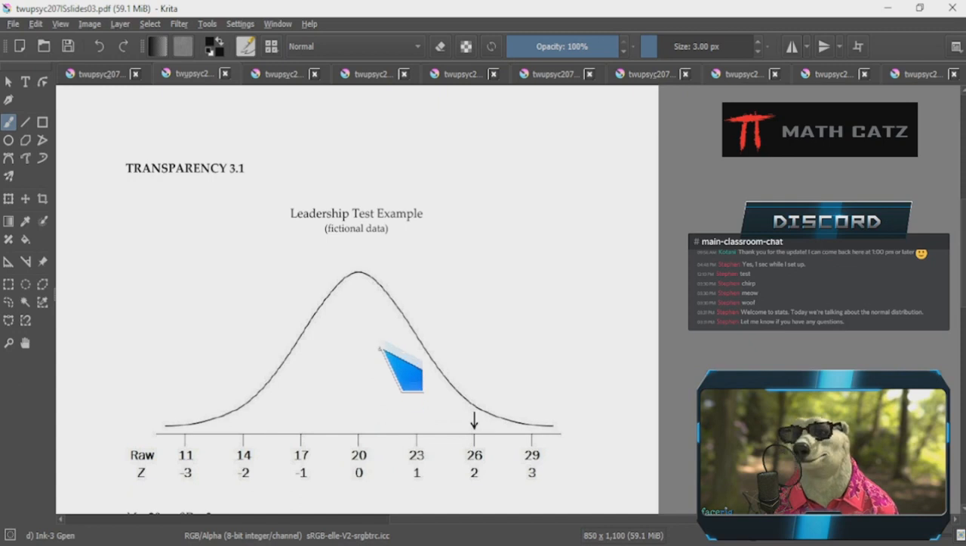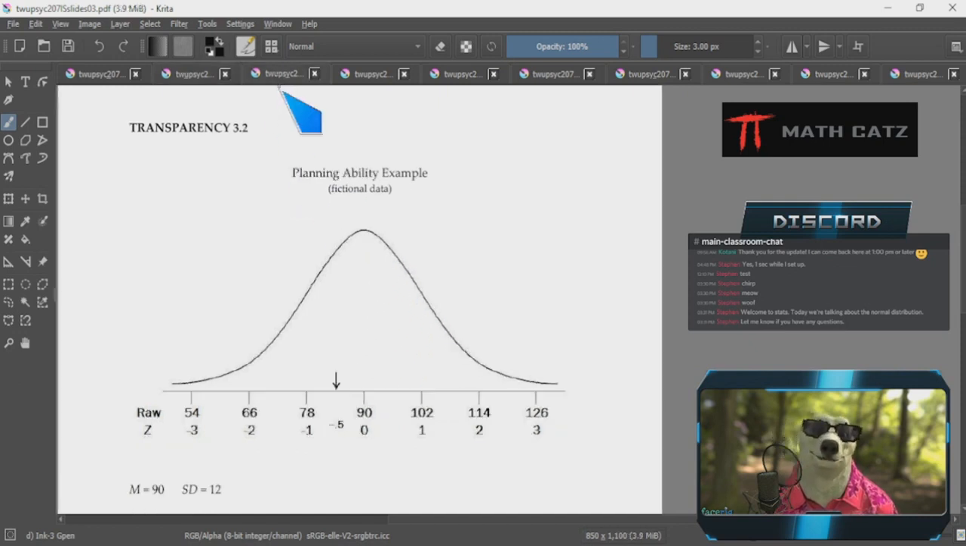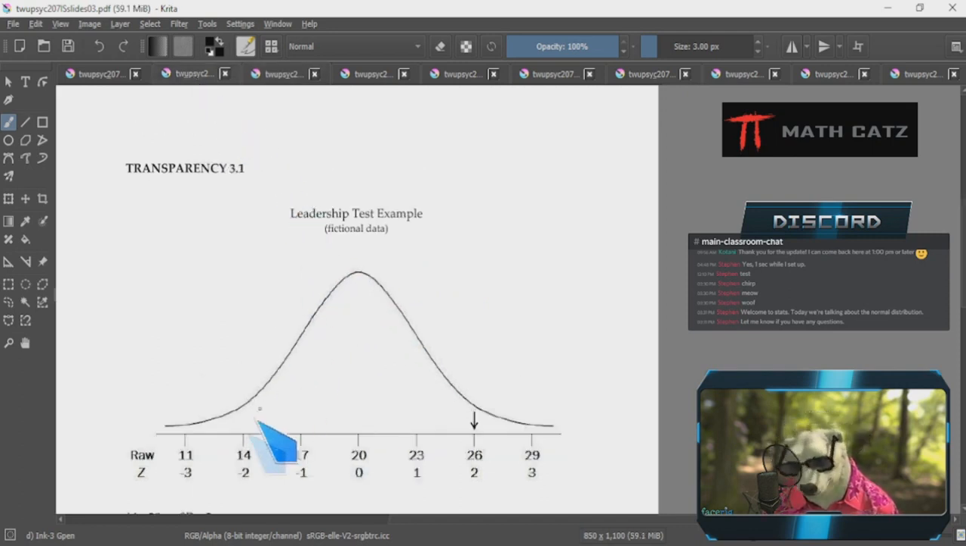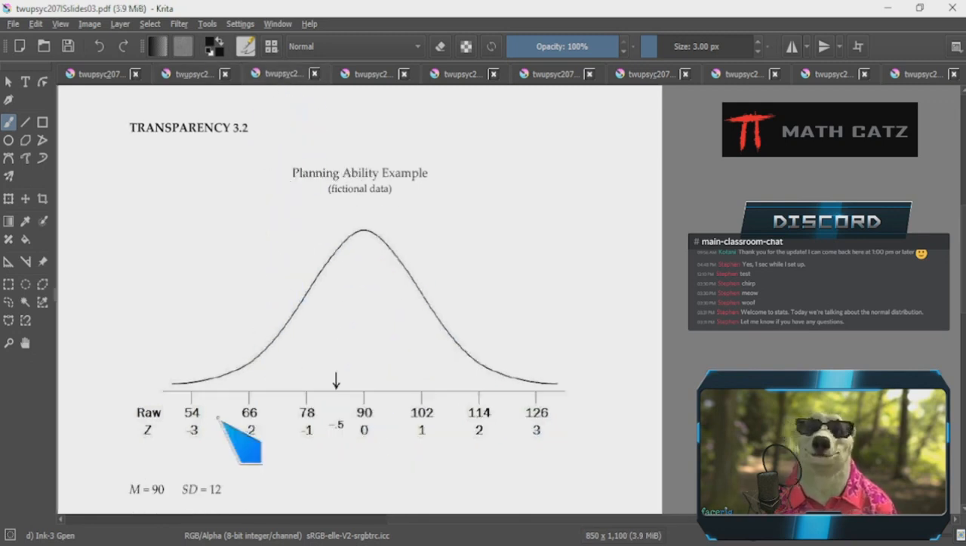Now, before I go further in this example, let me jump to another example. This one is a questionnaire that tries to assess the person's ability to plan successfully and effectively. And they were scored 54 to 126, with 90 being the average. Both have the same kind of profile, this bell curve, this normal distribution. However, the scores were very different, right? The previous one had scores ranging from 11 to 29 with an average of 20. This one has different scores.